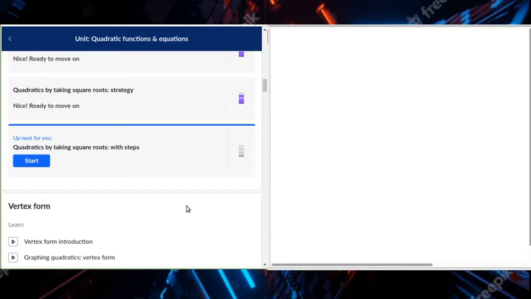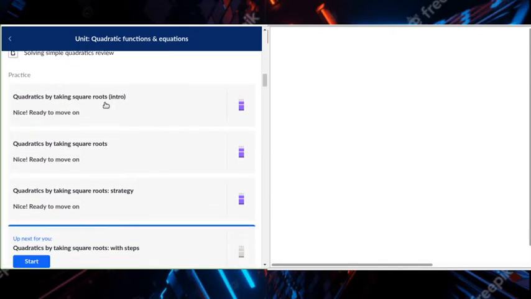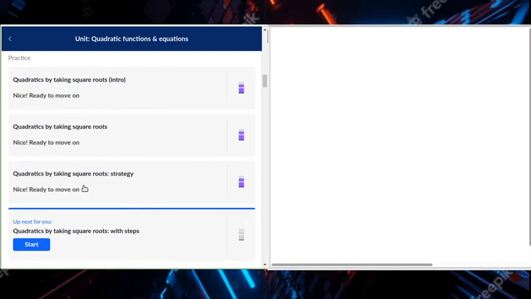Okay, we're going to start quadratics by taking square roots with steps. This is the fourth one in this series, quadratic by taking square roots. So this is our fourth video for this.